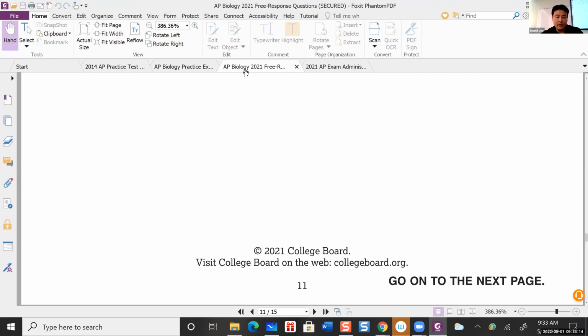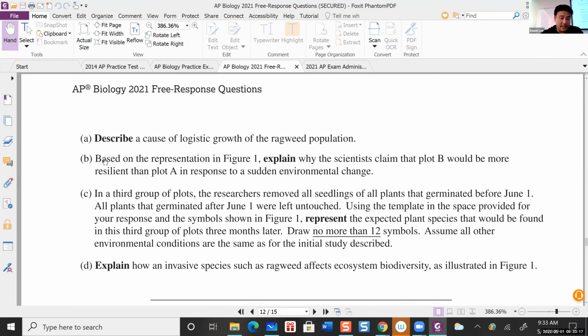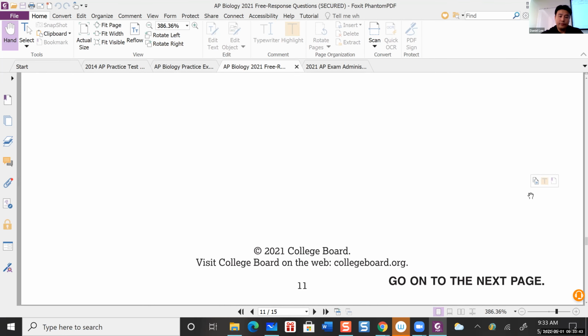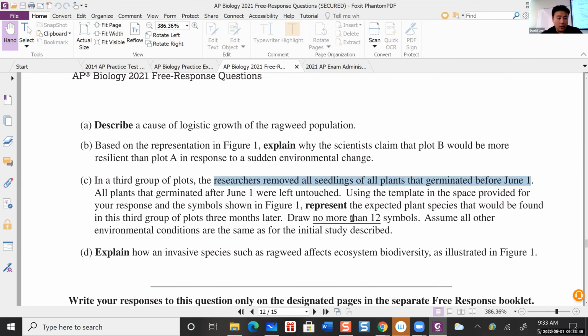Okay, let's finish this. Now this is part C. Remember, this is 4 points, so A, B, C, D, 1 point each, and you have to write enough. In a third group of plots, so now there's an additional third group, the researcher removed all the seedlings of all the plants that germinated before June 1st. So this is the first time we mentioned time. You take away everybody that germinated before June 1st, and all plants that germinated after June 1st were left untouched.